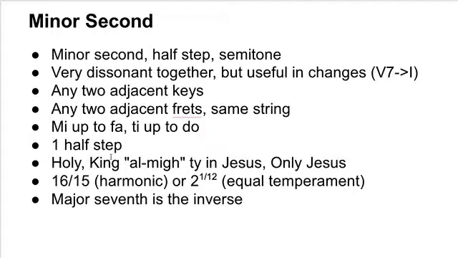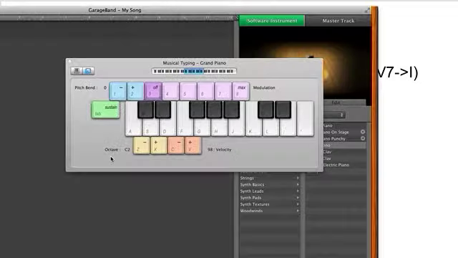16/15 is the harmonic ratio, or 2 to the 1/12 power in equal temperament. And the inverse of that is a major seventh. So if C to C sharp is a minor second or a half step, the inverse of that is going to be from C sharp up to C. And those two together are still very dissonant.